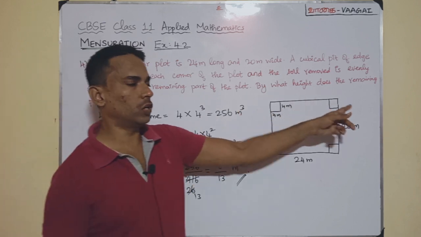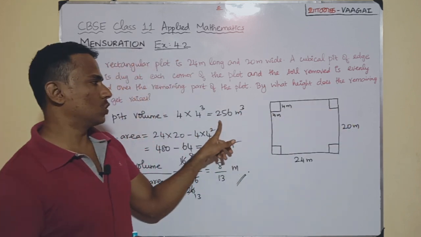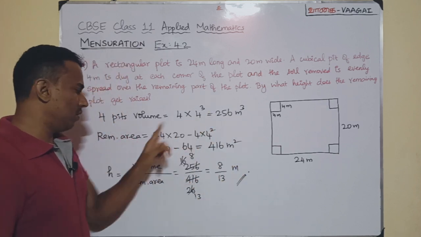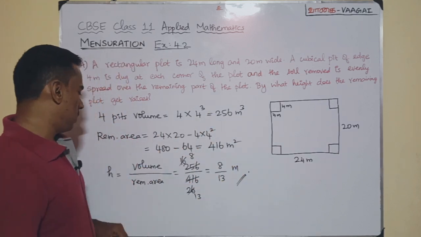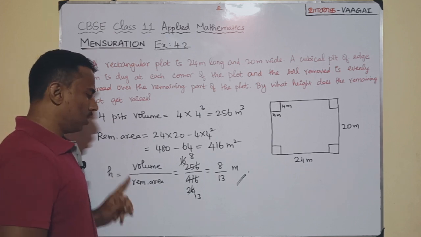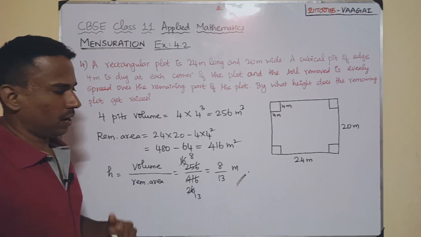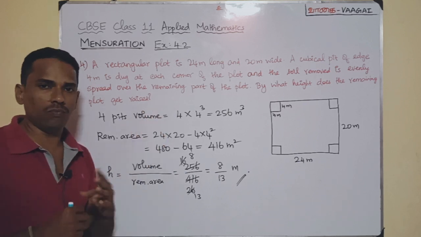Yes, because they are going to dig out and take out the soil, so this much volume of soil is going to be spread evenly out. So to find the height, I'm dividing the volume by area, and I get the answer to be 8 by 13 meter, and this is going to be the answer for your question number 4.